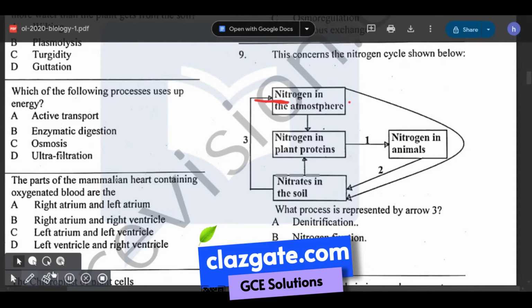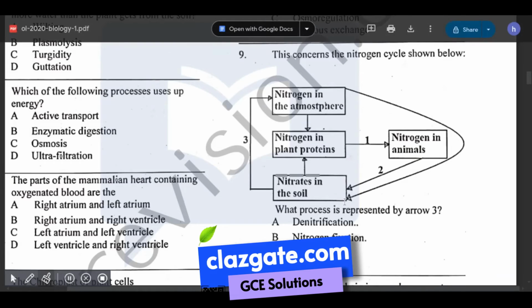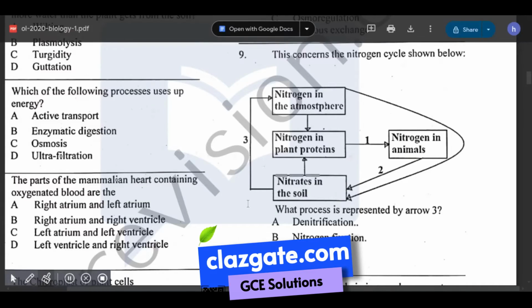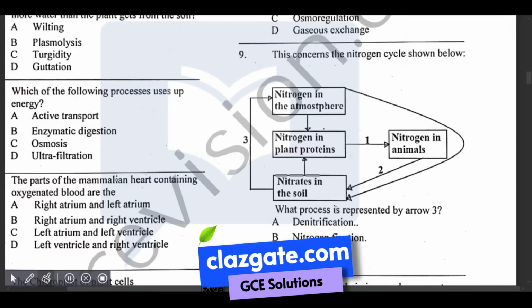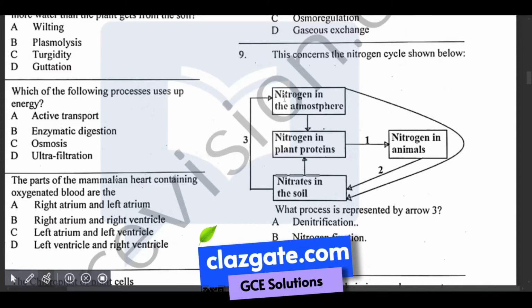Number 9 is saying this concerns the nitrogen cycle below. We have nitrogen in the atmosphere, goes back to nitrates in the soil. We have nitrogen in plants and proteins. We have nitrogen in animals, and all of this goes back to nitrates in the soil, and the nitrates in the soil go back to nitrogen in the atmosphere. What process is represented by arrow 3? That's from the atmosphere to the soil.